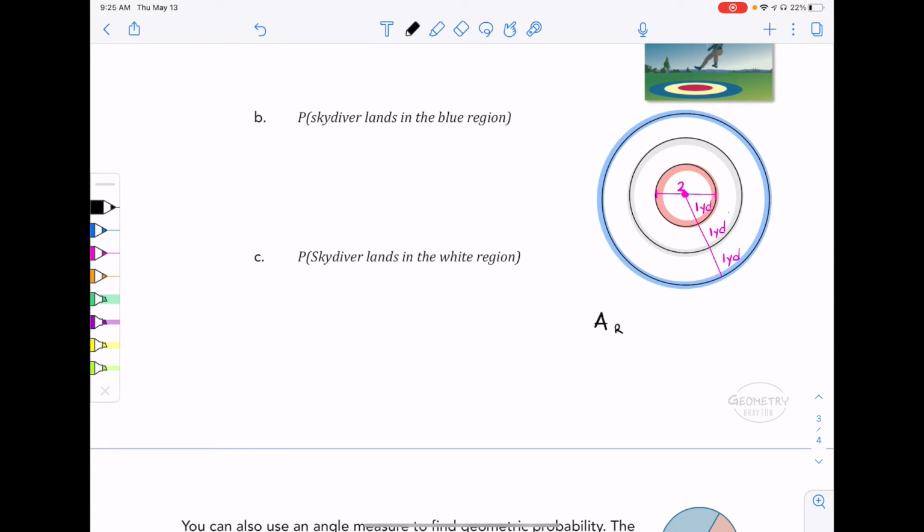So the area of the red circle. When we use the area formula for a circle, it's pi times the radius squared. So this will be pi times 1 for the radius squared, which is equal to 1 pi, or just pi.